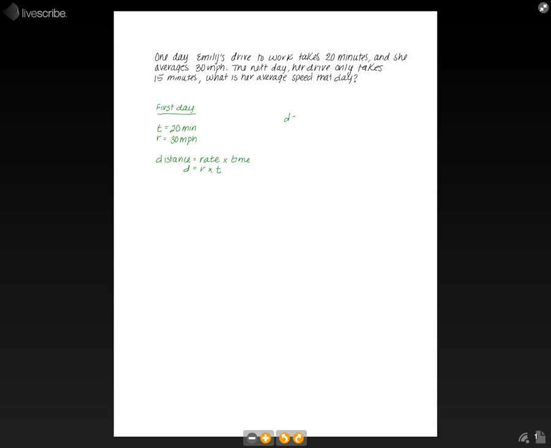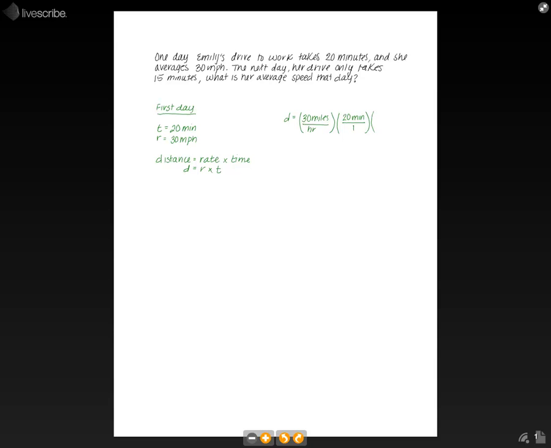So we've got distance is equal to 30 miles per hour times 20 minutes. Alright, so we see we have a problem here, and the problem is that our units don't match. So if we were going to do this problem, our final units would end up being miles times minutes per hour, which is not good. What we want is just miles. So we need to get rid of the minutes and the hours. So to do that, what we use is dimensional analysis.